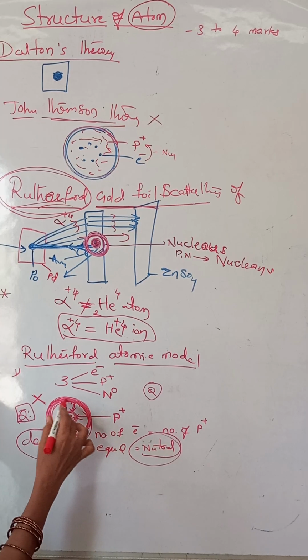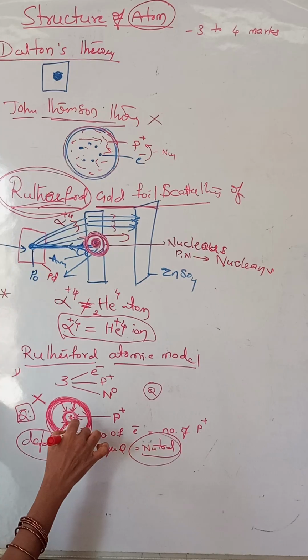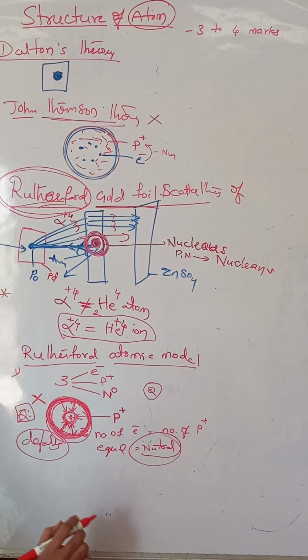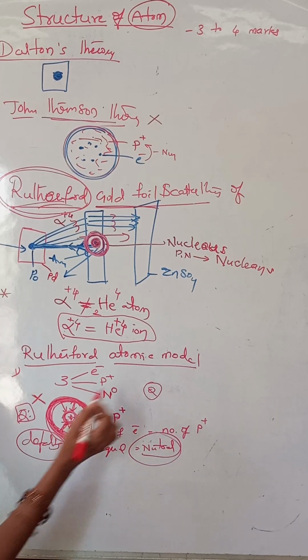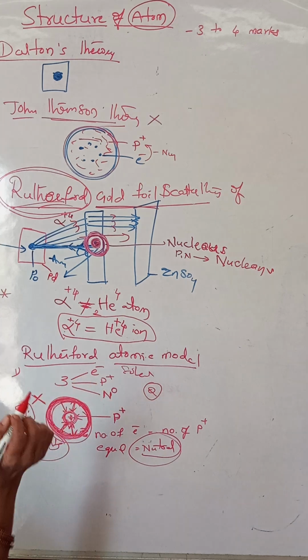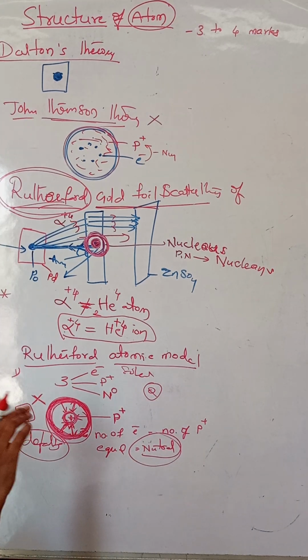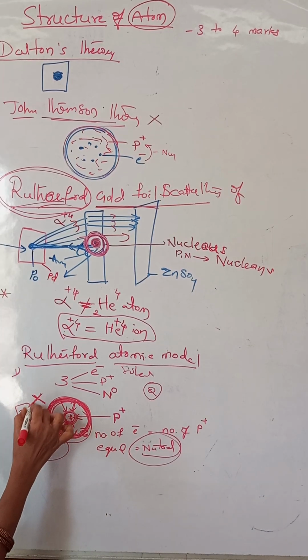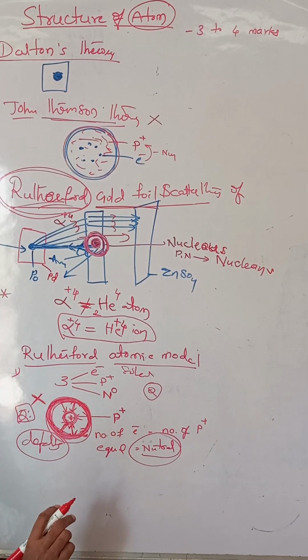Then the atom collapses, and when the atom collapses, no matter is left. He takes the example of the solar system, but the solar system is stable. That means his explanation is not correct.